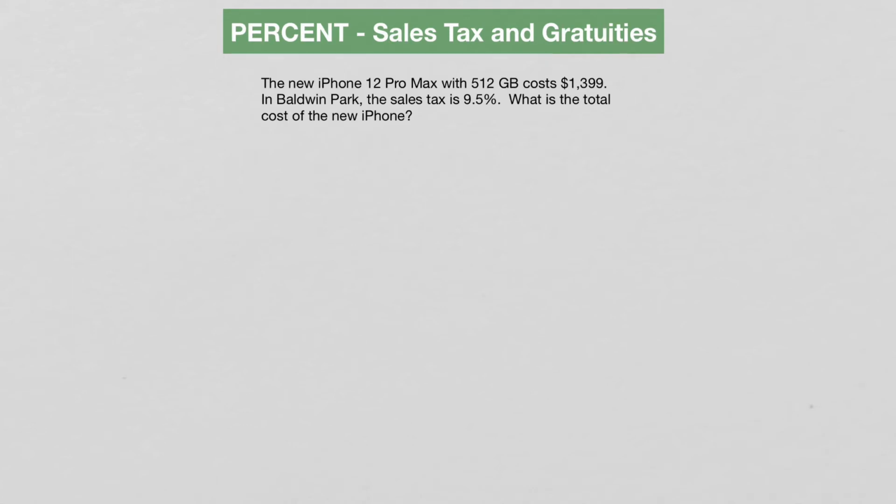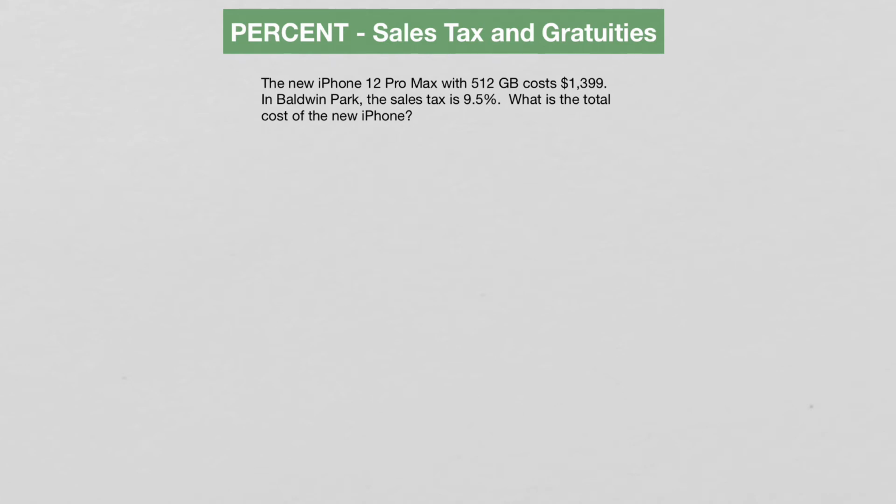So let's suppose that you are in the market to buy a new iPhone, and you are interested in purchasing an iPhone 12 Pro Max. This is the highest end Apple iPhone product that is available today. And you want to go all the way and get the 512 gigabyte phone. Now that phone costs $1,399. In Baldwin Park, the sales tax for that iPhone is 9.5%. So we need to calculate what is the total cost of the new iPhone, including the sales tax.